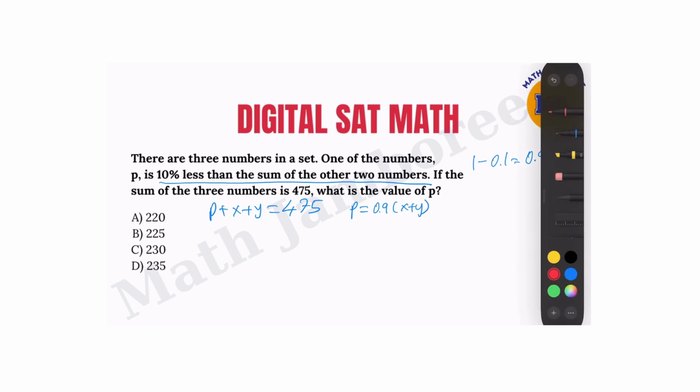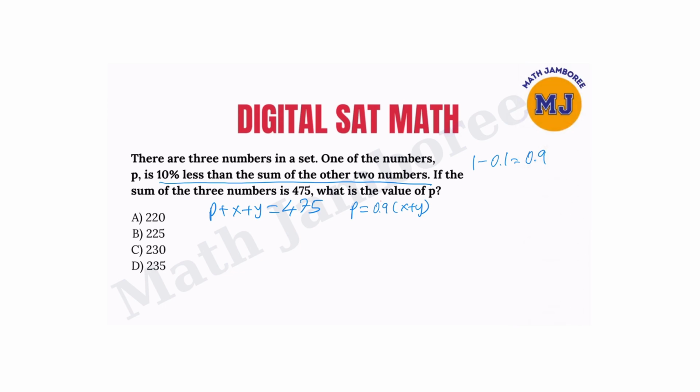I'm going to use a different color of pen to explain the rest of the question. So we will distribute the 0.9 into the parentheses. P will be equal to 0.9x plus 0.9y. So we just found the value of P in terms of x and y. So we will just substitute that value for P in the first equation. So let's do that.